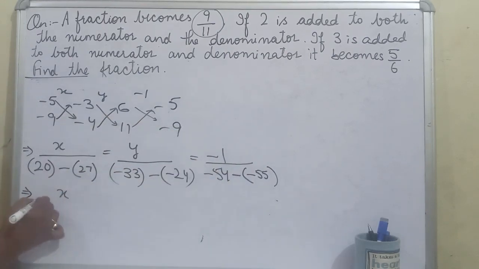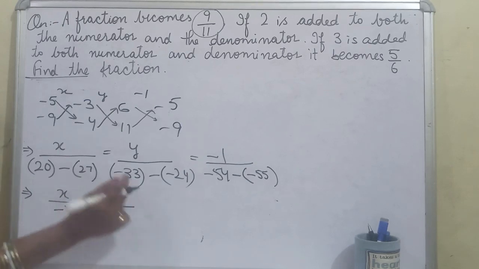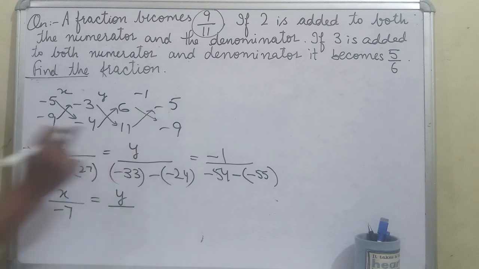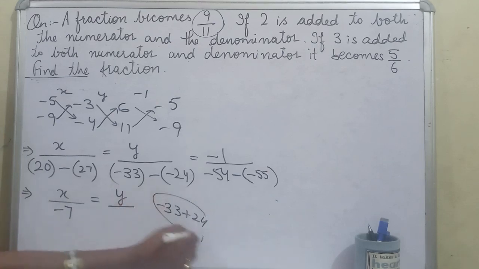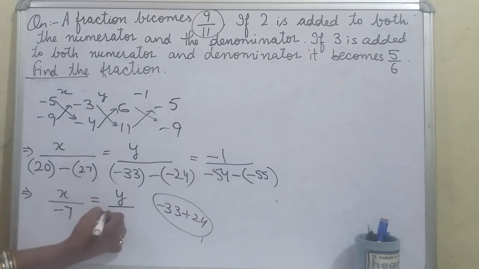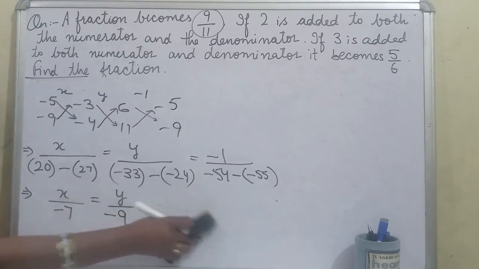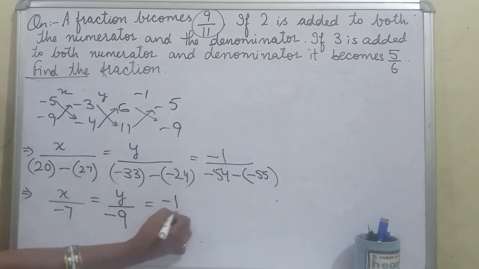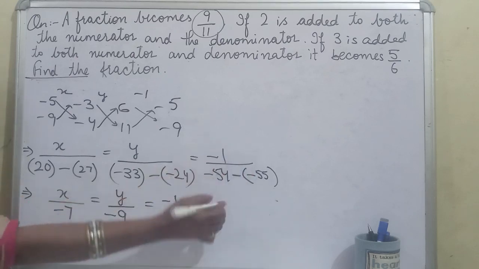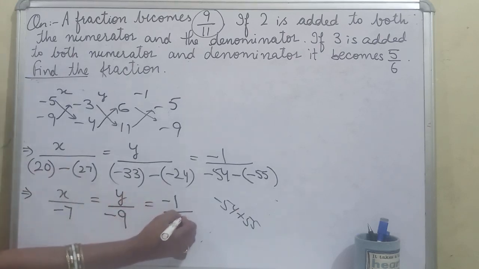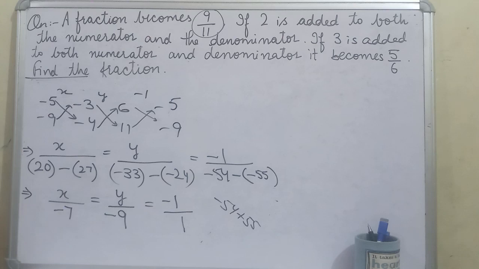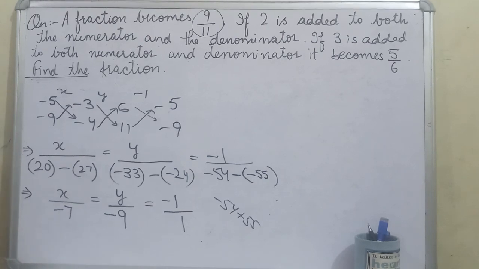Solve them: x upon 20 minus 27, that is minus 7. And y upon minus 33 minus minus, plus 24, minus 33 plus 24, that is minus 9. And the last one is minus 1 upon minus 54 plus 55, which is 1, because plus 55 is greater than minus 54. So minus 1 upon 1.